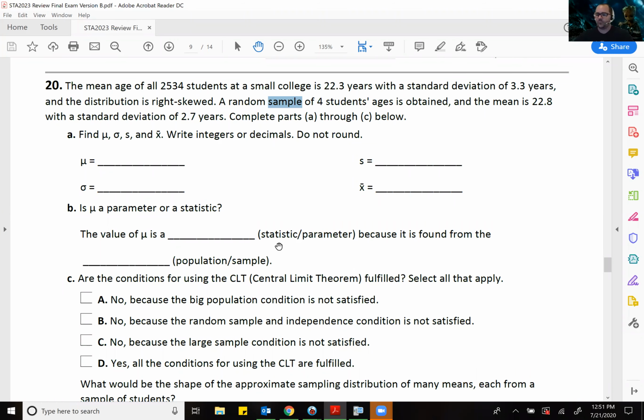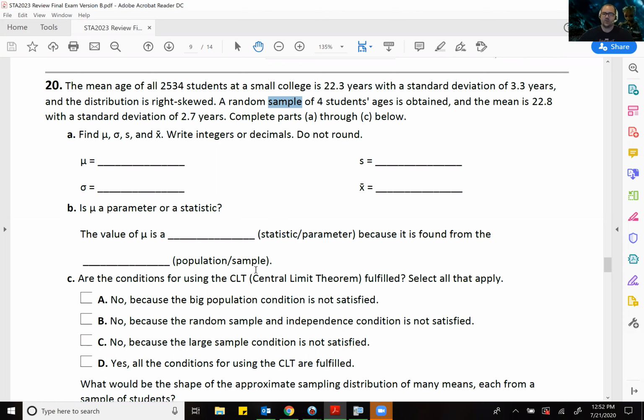All right. Part B says, is mu a parameter or a statistic? Because it is Greek, that means it is a parameter, because it is found from the population. Parameters are all about the population. Kind of think about it like this: parameter, P, population, P. Statistic, S, sample, S. The beginning letters match.